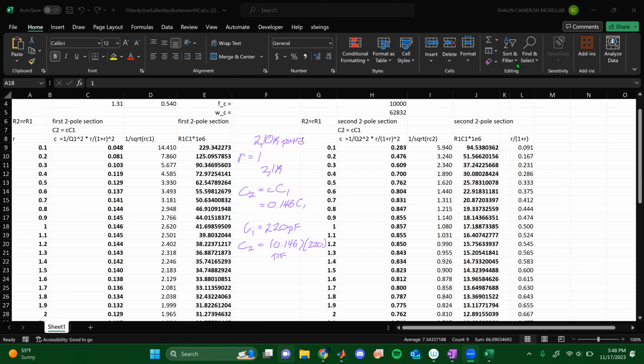And that's how you go about using this sheet. But as I mentioned, the equations are pretty straightforward too, now that we've kind of seen how to use them.